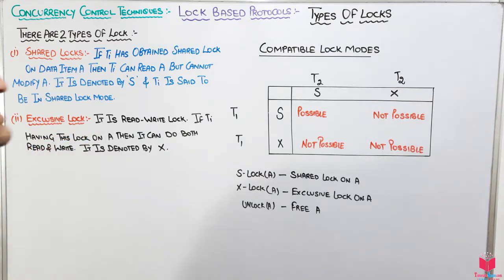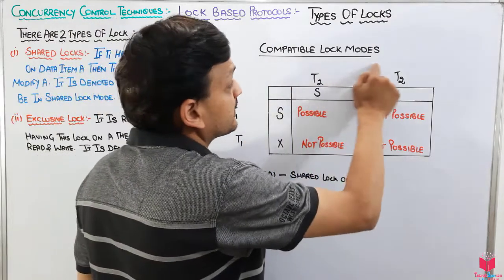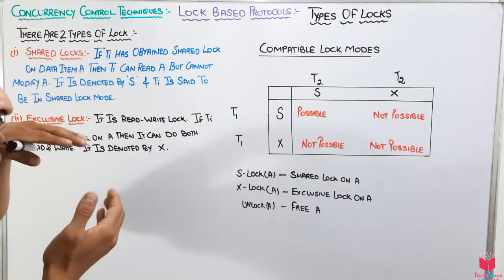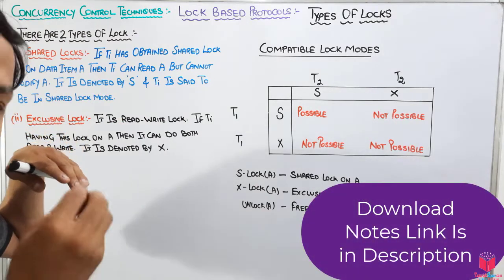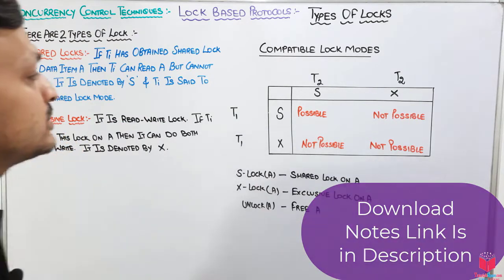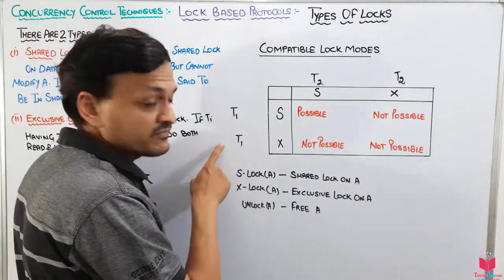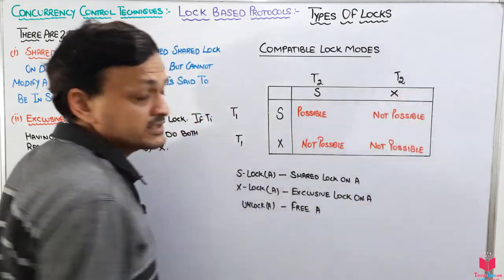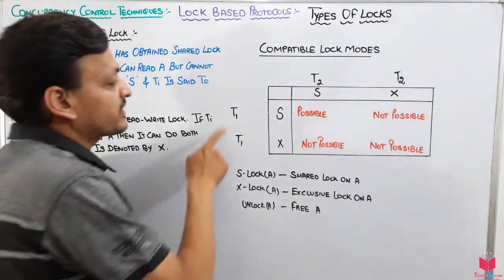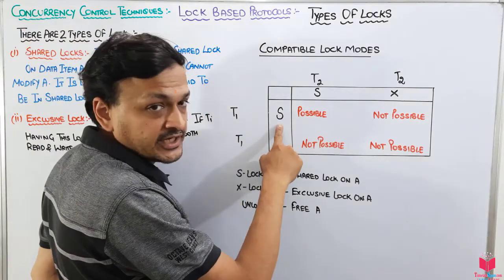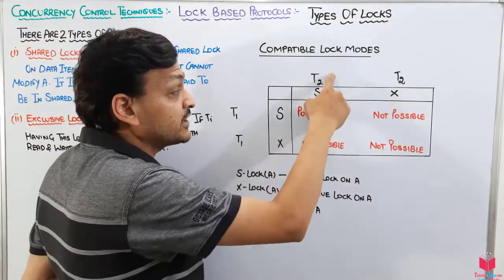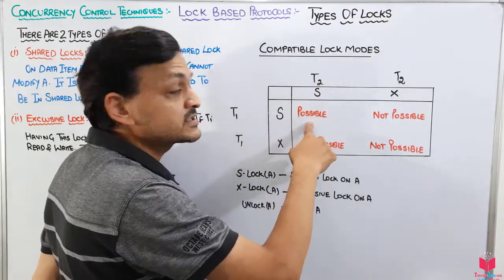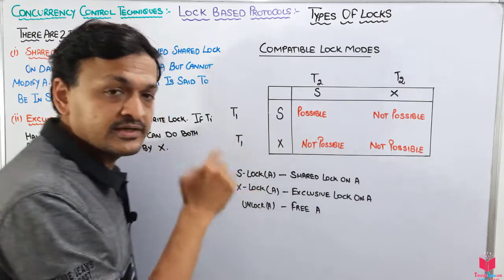Now come to this point. This is the lock compatibility matrix, which tells us that if I am using this lock, whether another transaction can use this lock or another lock as well. Let's say this is transaction T1 and this is transaction T2, for S and for X. Let's see what exactly that is. If transaction T1 has a shared lock, can T2 also have it? Yes, T2 can also use the shared lock.